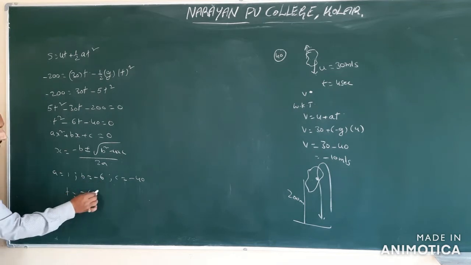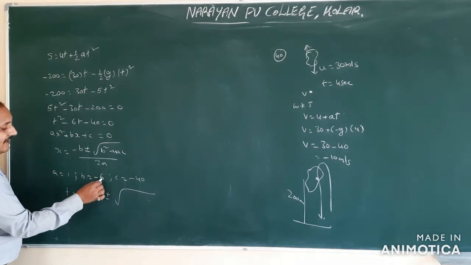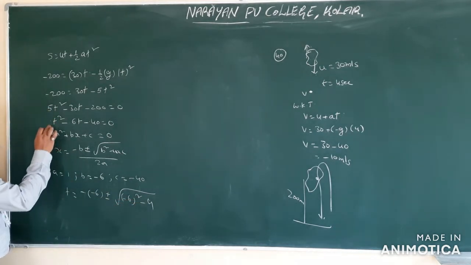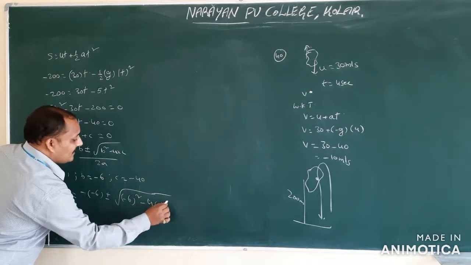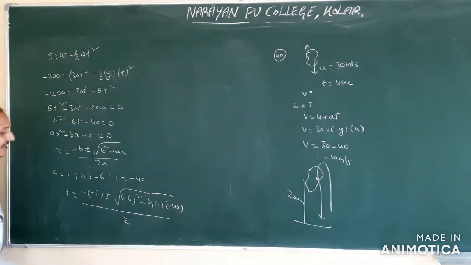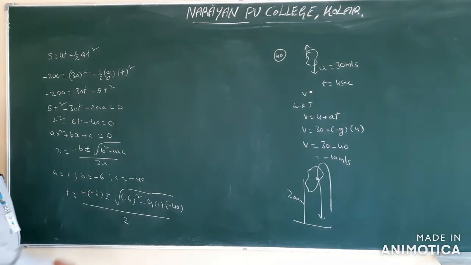Minus of minus b means minus 6, plus or minus root b square. B square means minus 6 square, minus 4 into a value, how much? 1. C value how much? Minus 40. Divided by 2a. A value is 1, therefore divided by minus of minus plus.